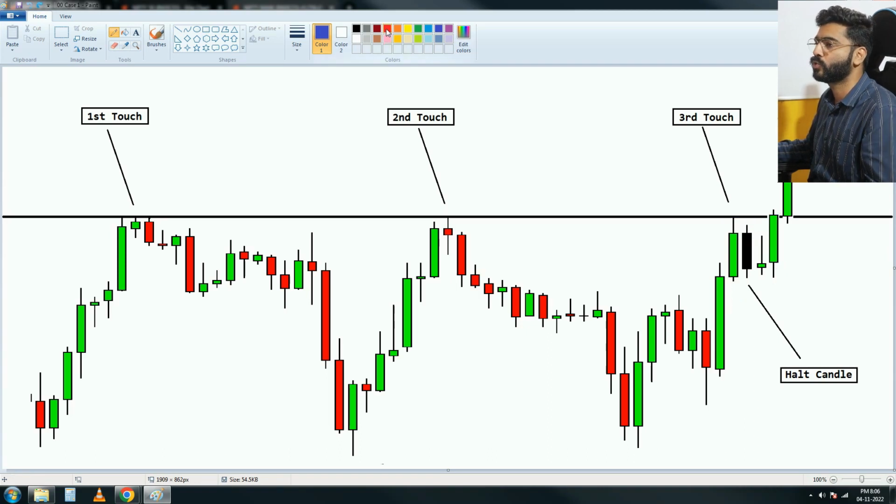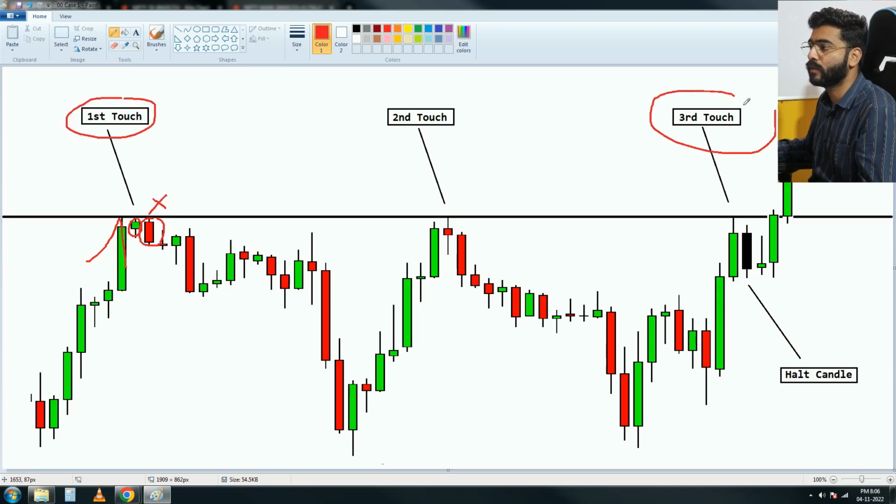Okay, so a halt candle is quite required in order to take the trade. At least 1 halt candle is required. If you get multiple, that is good. And it could be green, it could be red. For example, if you see, this is the touch. After that, the green candle forms. After that, the red candle forms. So both of these are halt candles. But we are not taking a trade here because this is the first touch. We'll be taking it at the third touch.